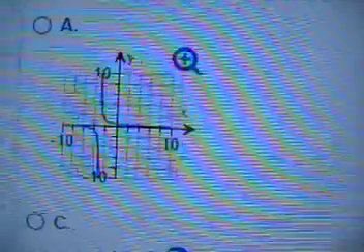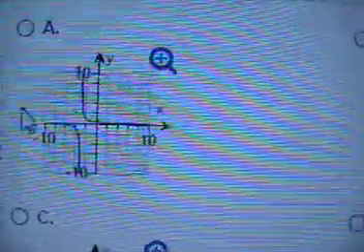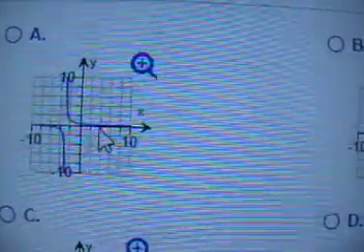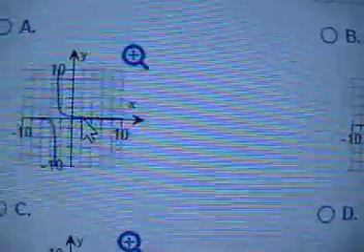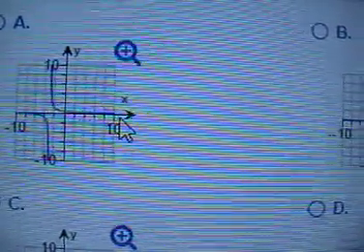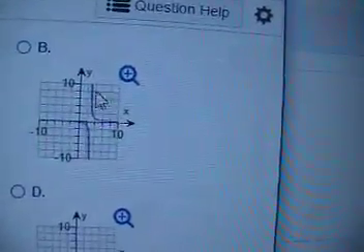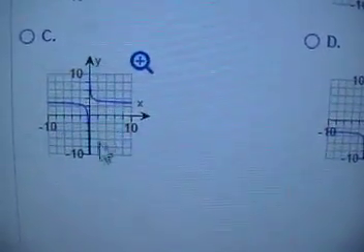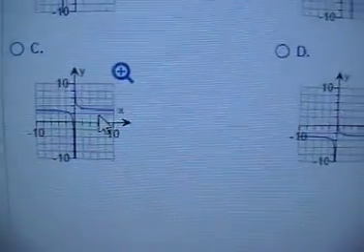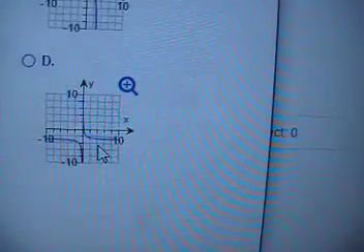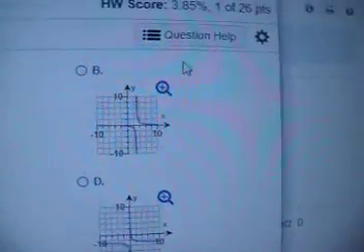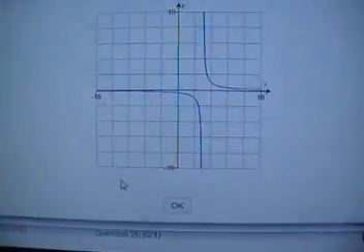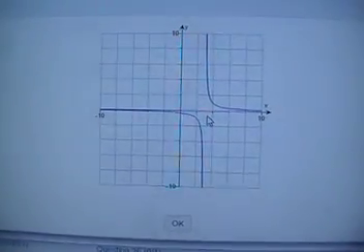So we need a graph where if you draw a vertical line at x equals 3 approximately, the graph never goes through that spot. Well, it does here. This curve goes right through 3. This one looks like 3 could be the imaginary boundary. C is definitely wrong. 3 is right there. And D, it definitely goes through 3. So this is B.